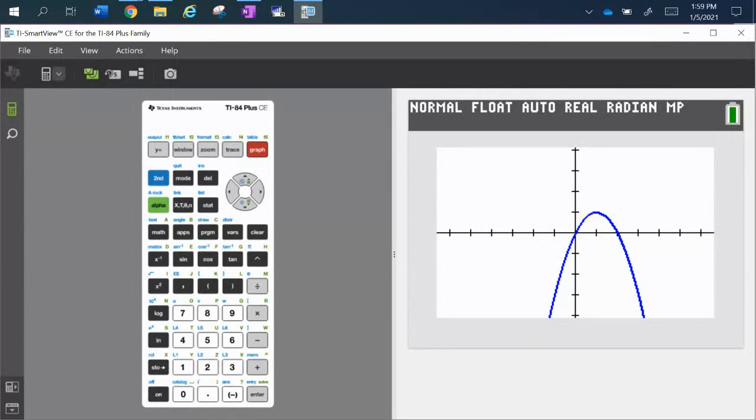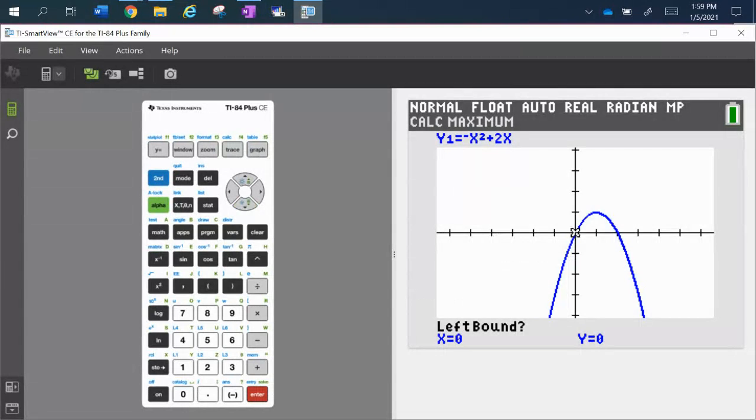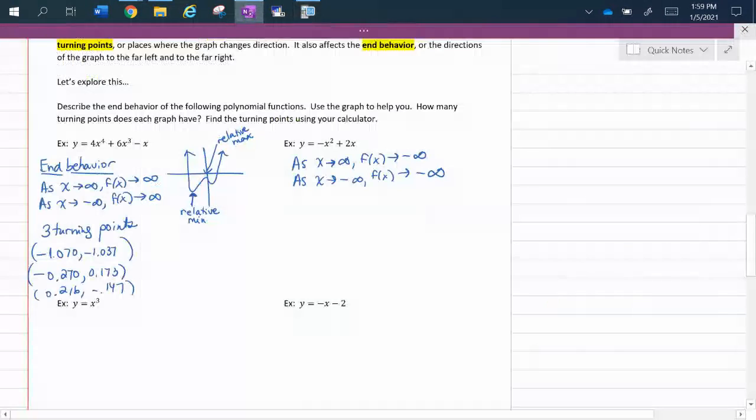Let's find it. Since the graph changes from increasing to decreasing at this turning point, we'll say that it is a relative maximum. So I'm going to do second calc, maximum. Left boundary, press enter. Right boundary, move your cursor to the right of the turning point, press enter. It asks for a guess, press enter again, and we're going to say that's (1, 1). So I'm going to say there is one turning point, and it is (1, 1).